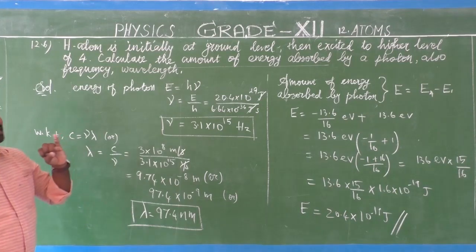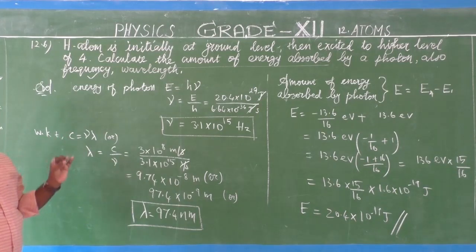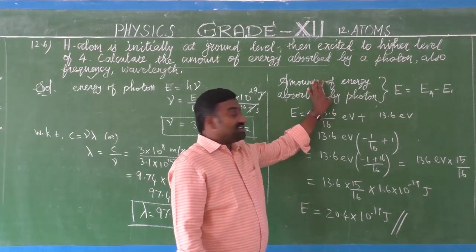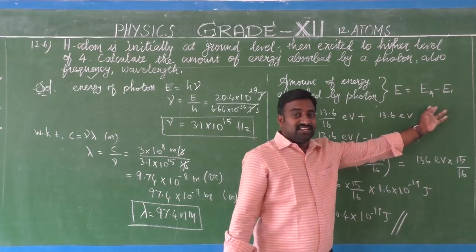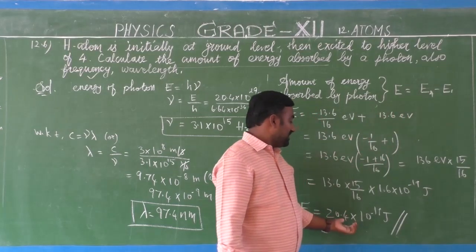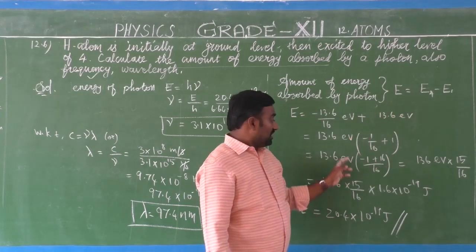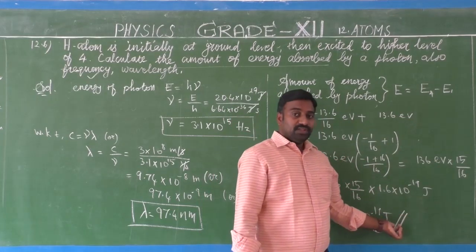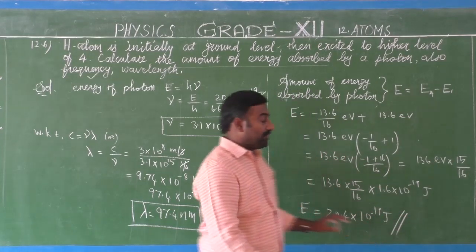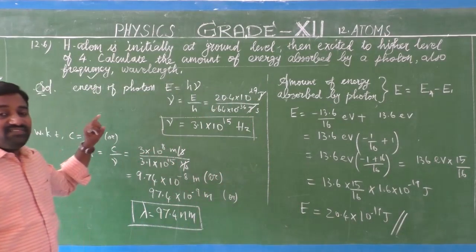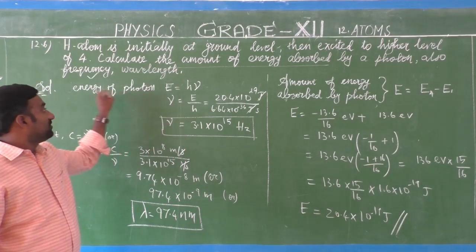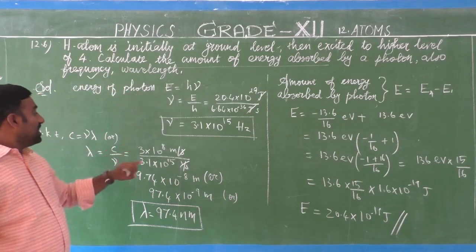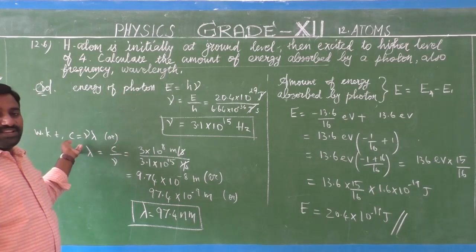First, in the ground state you find the energy value, that is E1, and in the excited level you find the energy value, that is E2. The amount of energy absorbed by the photon is the difference in the energy levels. By taking the difference you will get the energy value in electron volt, and you convert it into joule. So this is the final energy value. From the energy value, we can easily determine the frequency from Planck's energy of the photon, and the wavelength from the speed of light.